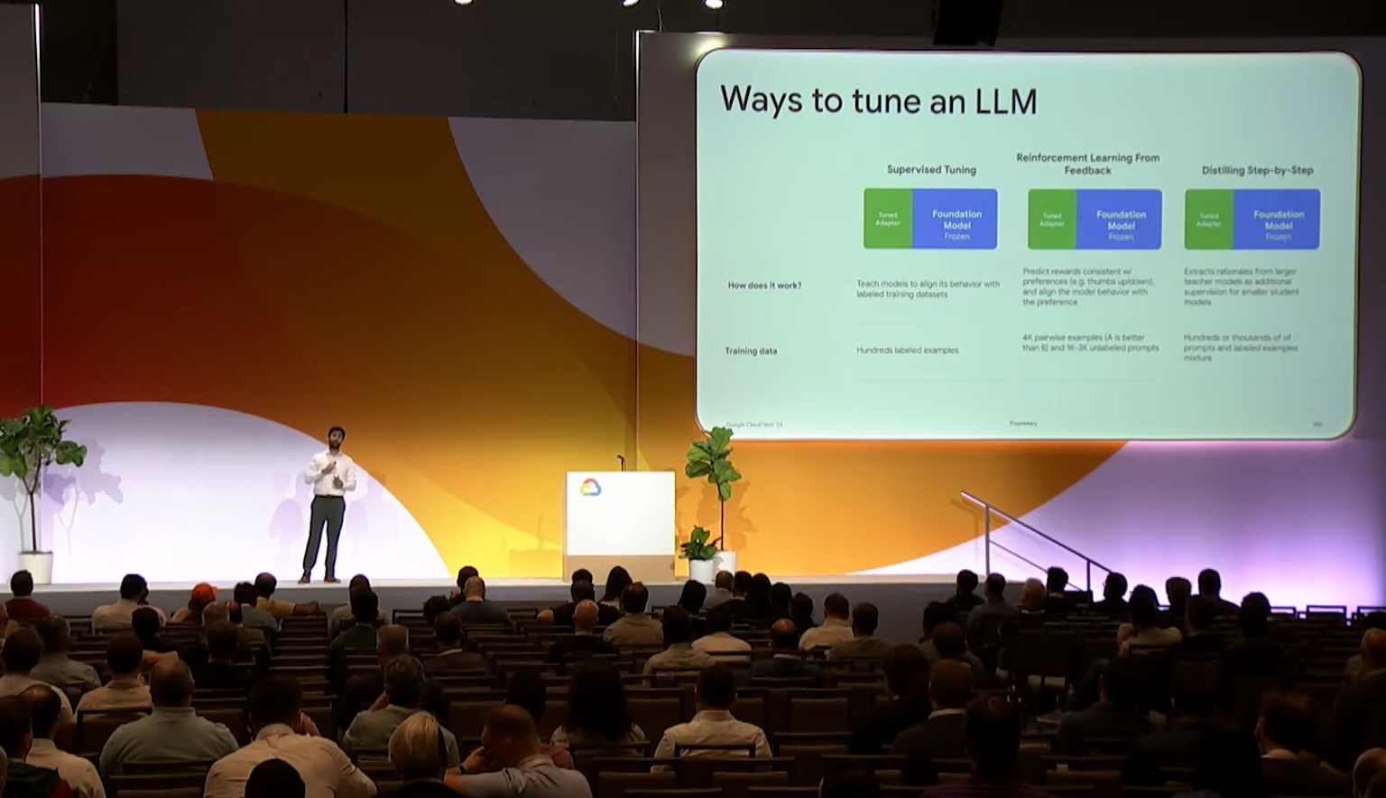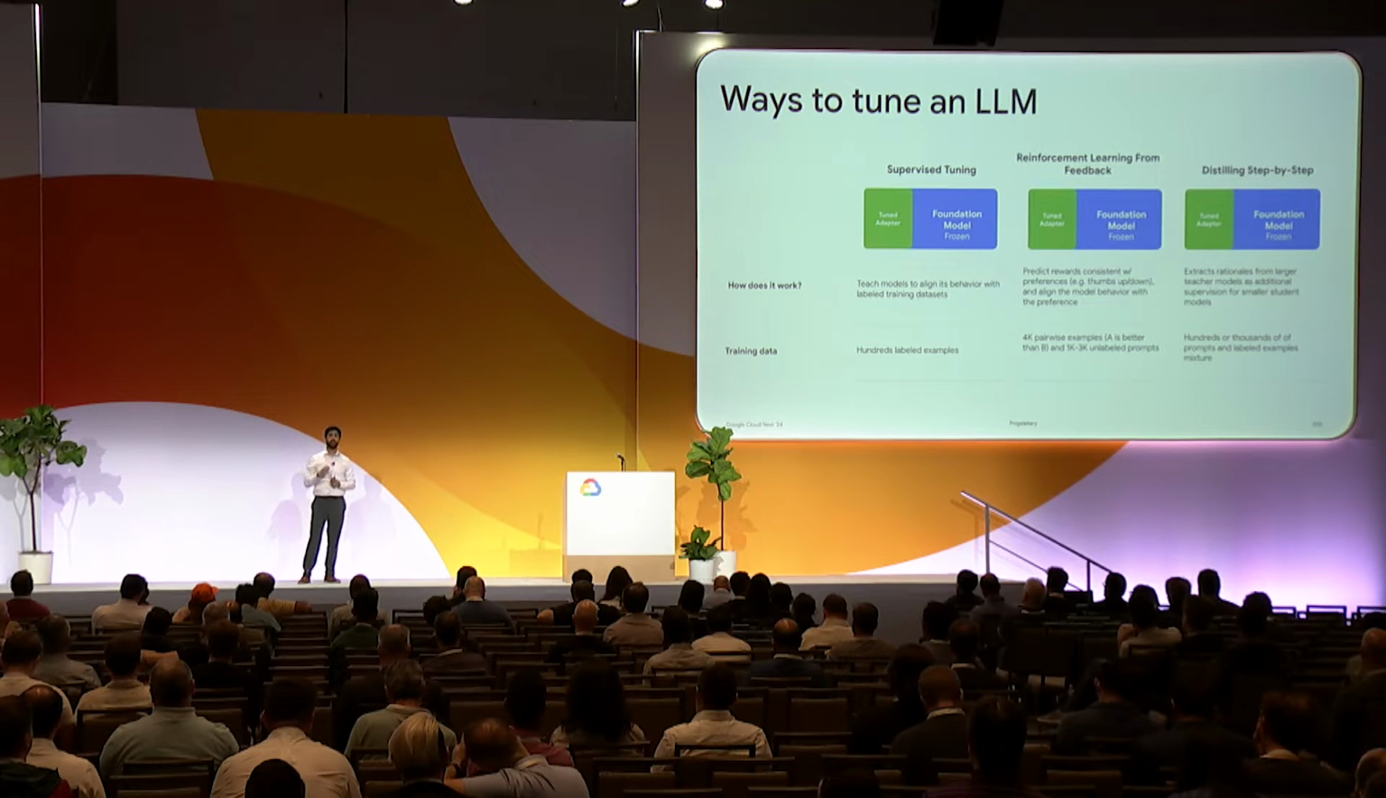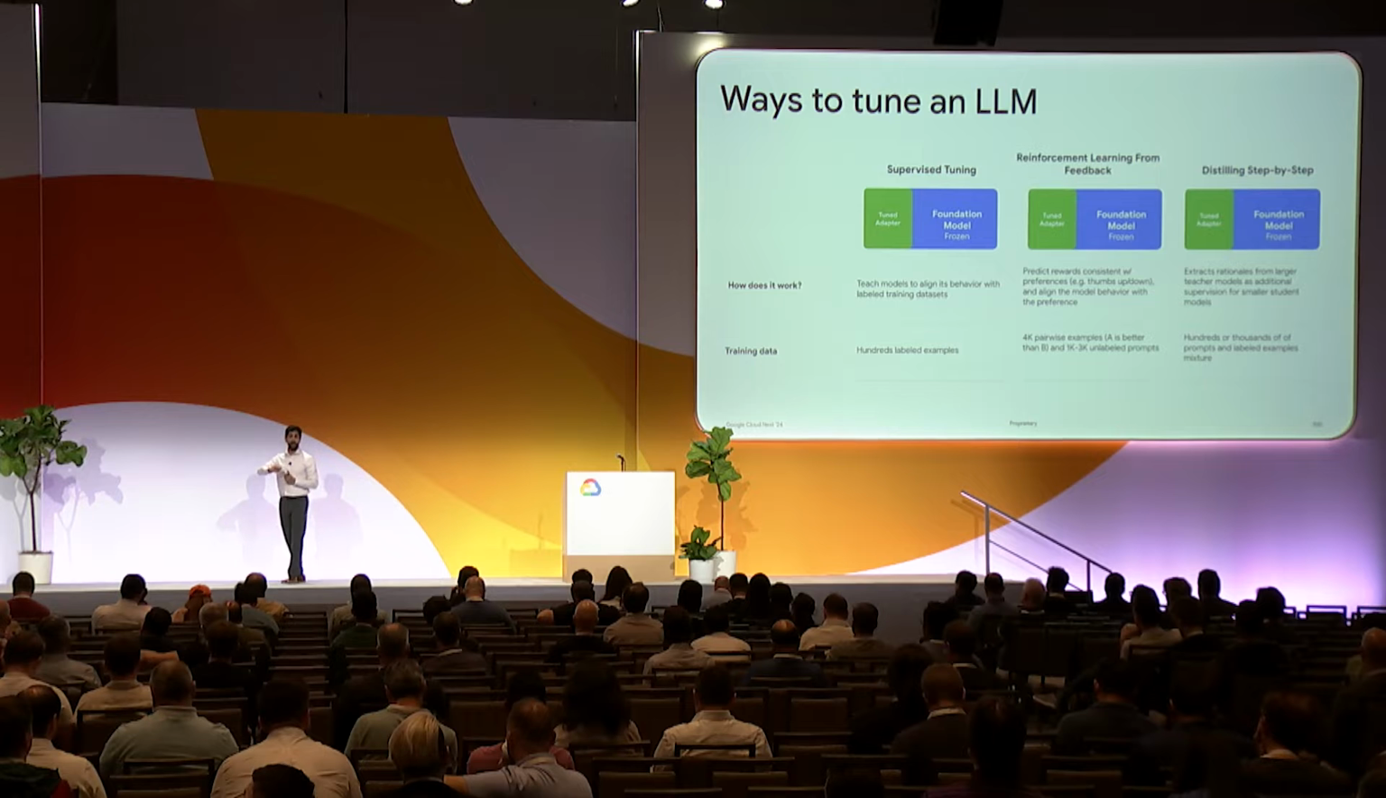So reinforcement learning with human feedback is useful for teaching the model subjective preferences. Or you give it an input and an output, and you tell it whether that output was good or bad. So here you're teaching it subjective preferences.